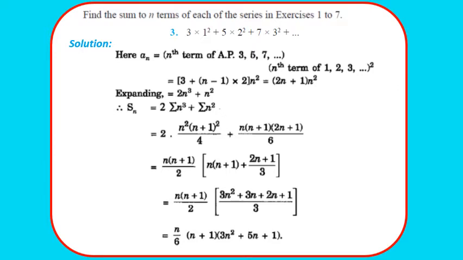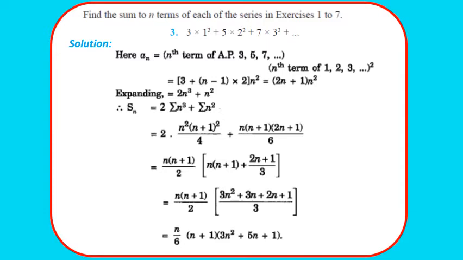Next is question number 3. 3 into 1 square plus 5 into 2 square plus 7 into 3 square plus and so on. So the nth term an will be equal to the nth term of the AP 3, 5, 7 and so on, multiplied by the nth term of 1 square, 2 square, 3 square and so on. So we get an equals 2n cube plus n square.